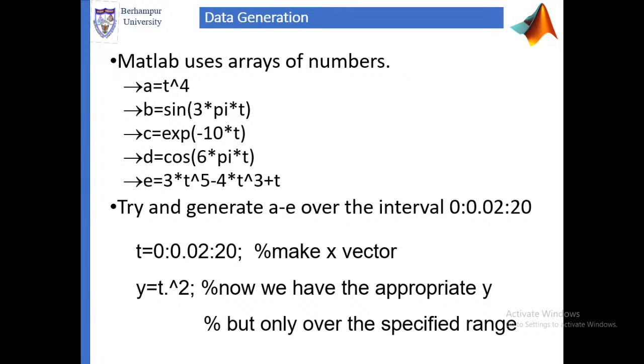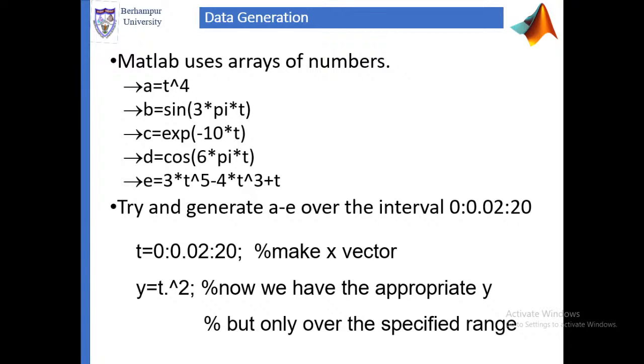Now, how to generate arrays of numbers? I am giving you some examples here. A to E, these are some variables which depend on the variable t. A is equal to t to the power 4. So I am writing A is equal to t hat 4. If t is a single number, it will give you a single number. If t has multiple values, then this will change to t dot hat 4.